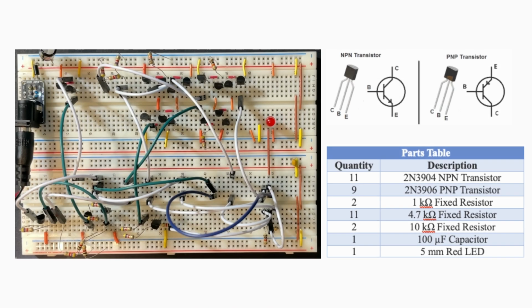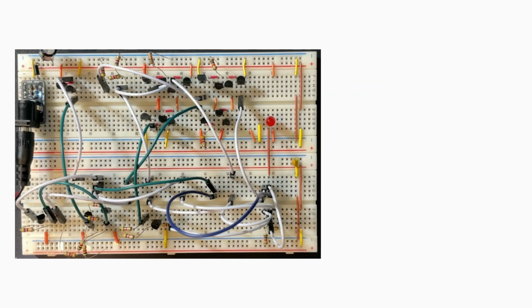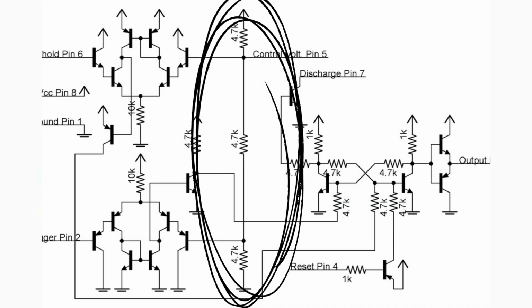The third and most challenging version involved constructing the 555 timer entirely out of transistors. The voltage divider consists of three 4.7 k ohm resistors in series between VCC and ground, generating the reference voltages. These voltages set the thresholds at which the comparators trigger the flip-flop, controlling the timing of the square wave.